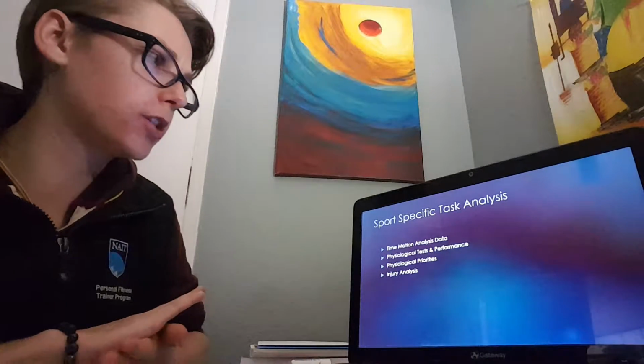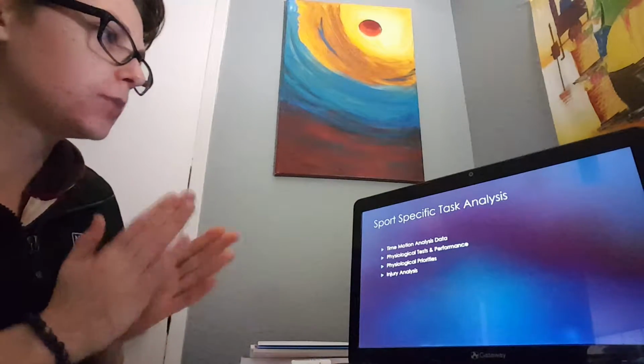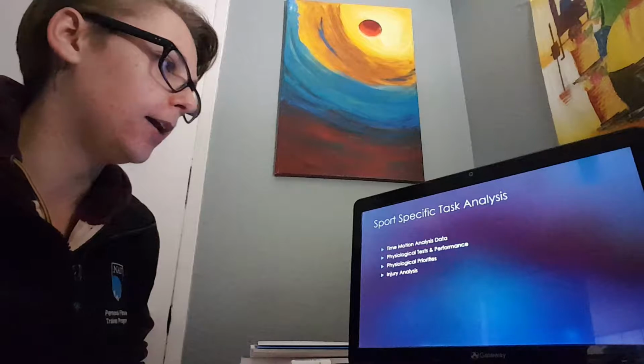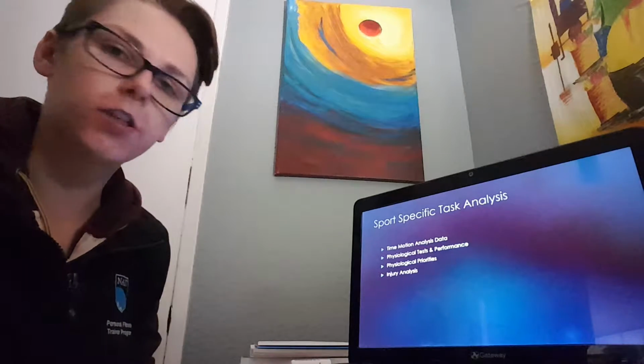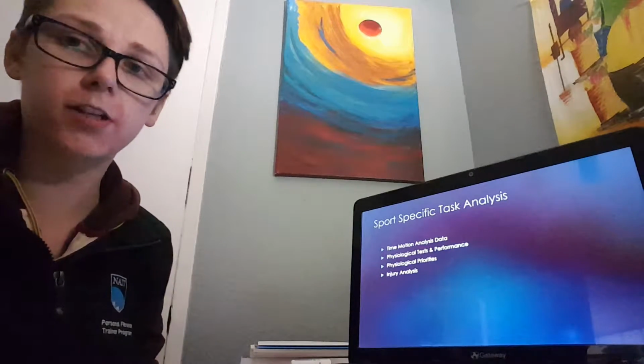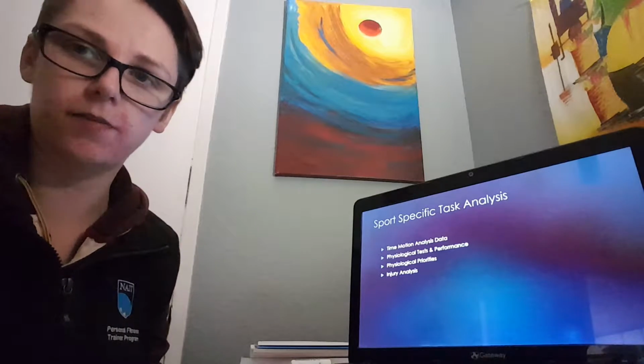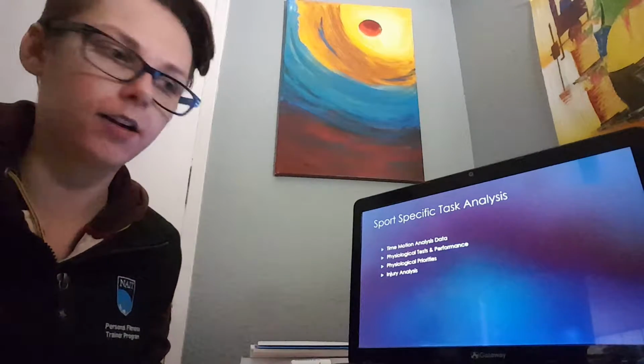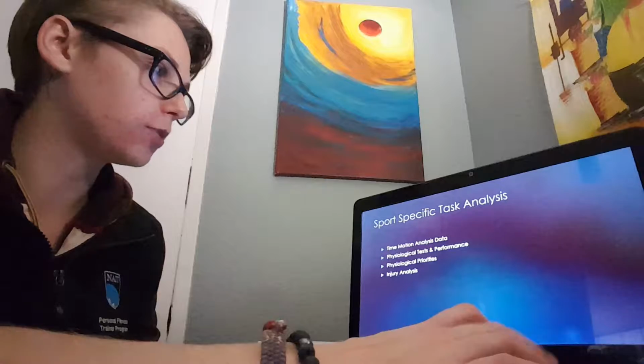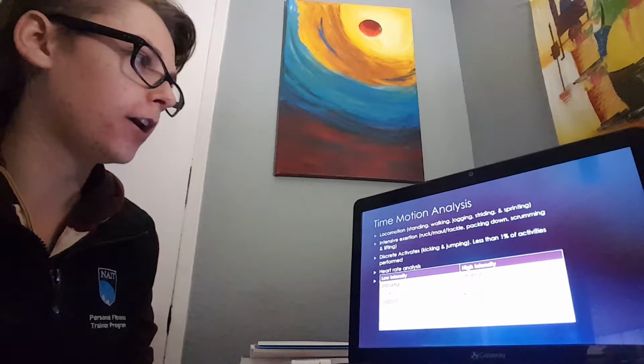Starting off with a sport-specific task analysis, I'm going to go through a time motion analysis, physiological tests and performances, physiological priorities of that specific sport, and then injuries that are something to be concerned about within the sport. Starting off with the time motion analysis.